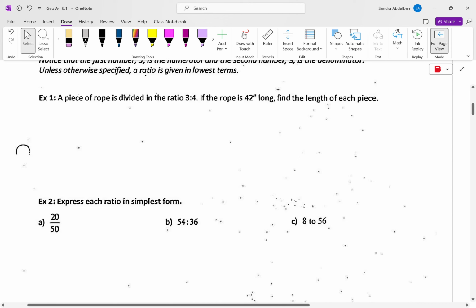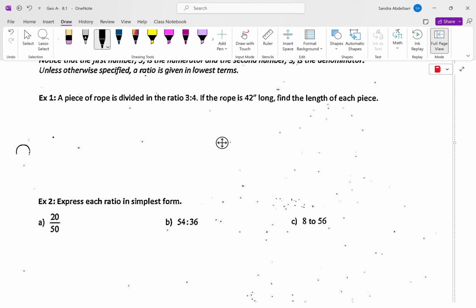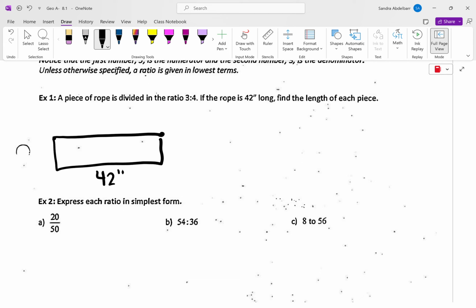So a piece of rope is divided in the ratio of 3:4. If the rope is 42 inches long, find the length of each piece. So what happens is we have a rope. This whole rope is 42 inches in length. But then something happened and we were going to divide the rope into a ratio of 3:4.